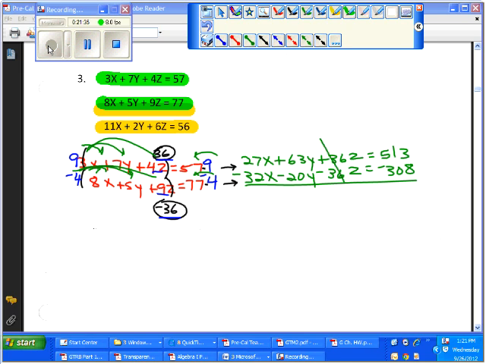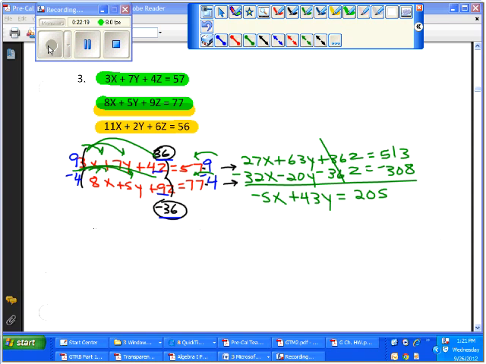So we've eliminated the z's. 27 minus 32 is negative 5 on the x's. On the y's, we got 63 minus 20 is 43. And 513 minus 308 is 205. So we went from 2 equations in 3 variables down to 1 equation in 2 variables. But we've got to get a second equation in 2 variables.